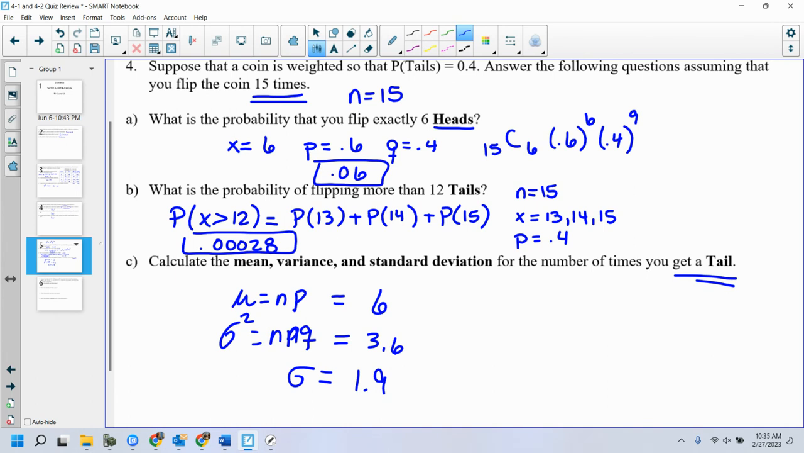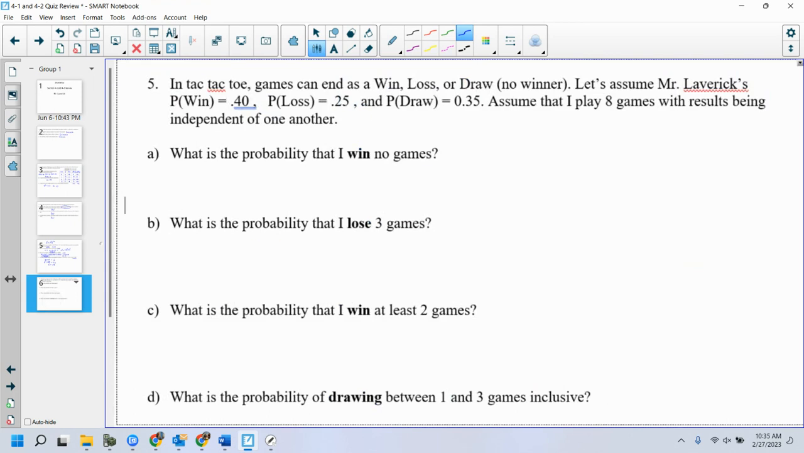All right. Basically the same type of thing now, just with a game of tic-tac-toe. In tic-tac-toe, games can end in a win, loss, or draw.